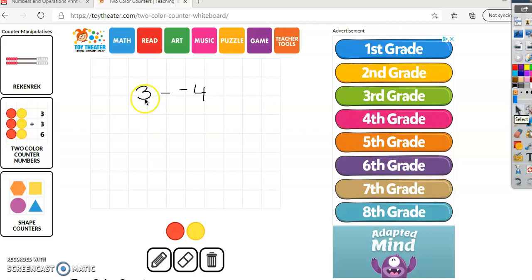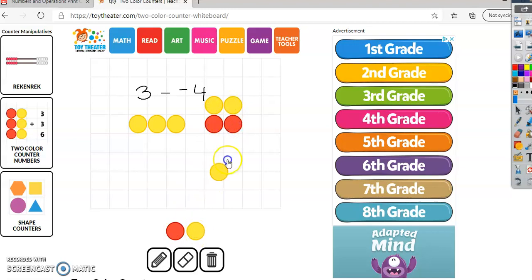Okay, so I'm starting with a 3. What kind of 3? Well, I don't see a sign, so that means it's positive. Now, what am I going to do? Take away. Take away what? 4 that are what color? Red. I do not have any reds, but according to this, I have to take away reds. Don't just start getting rid of those yellows because this negative tells me I'm getting rid of reds.